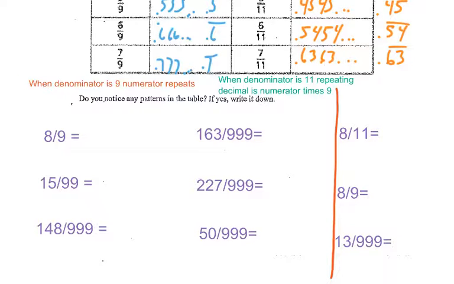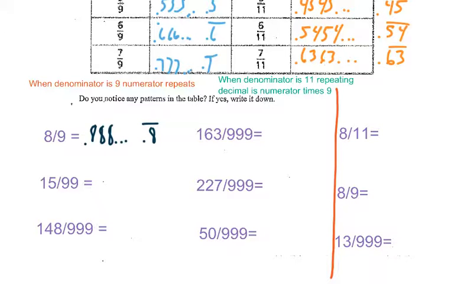For example, 8/9. Try your best not to use a calculator. I'm going to do the first few so you can kind of see what's going on and what the pattern is. So 8/9. If we were to continue that table, I'd be able to say that 8/9 is 0.8 repeating.